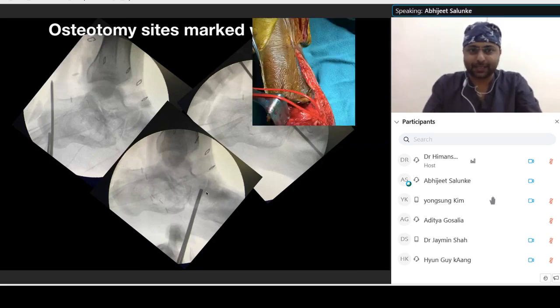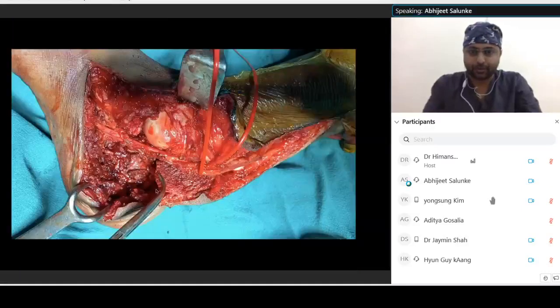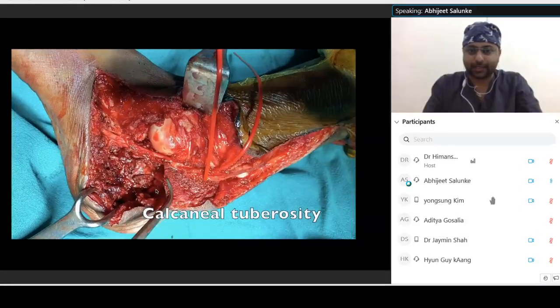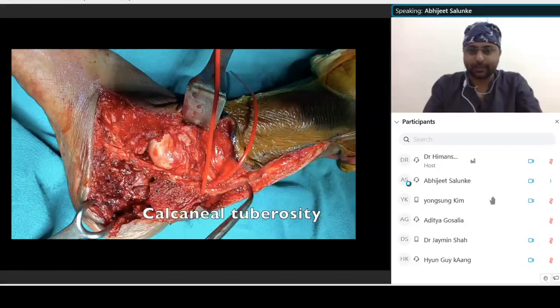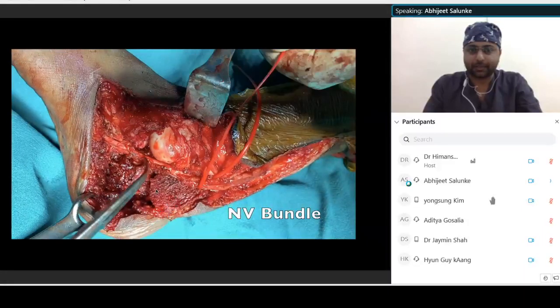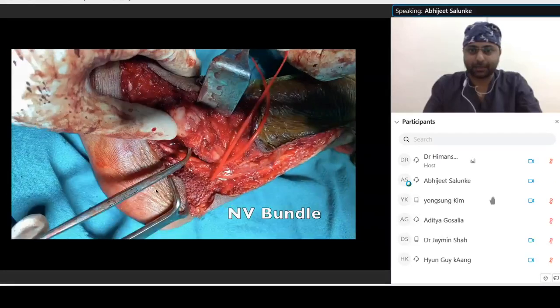So this was the resected specimen. We can appreciate that good normal bone is there. So we sent the frozen section of this part. This is the posterior part from near the calcaneal tuberosity, and this was the talus bone, and this was the neurovascular bundle. So we can appreciate this is the calcaneal tuberosity, this is the neurovascular bundle, and in the upper part is the talus bone. So this was the talus upper part cut.